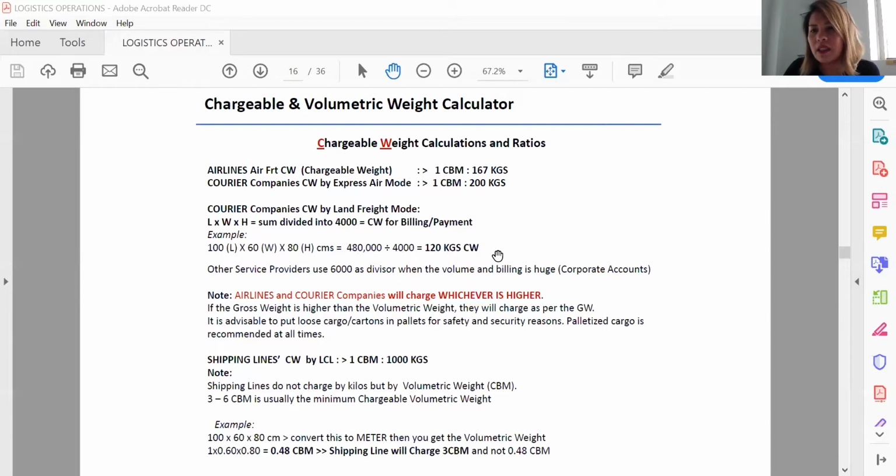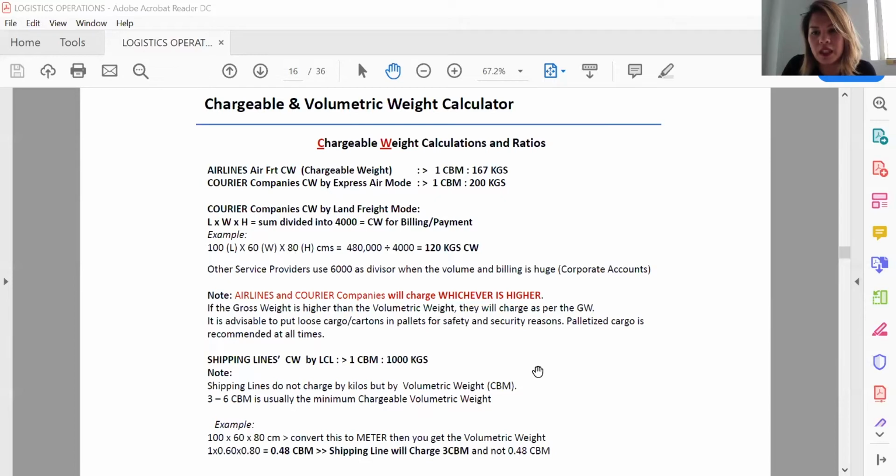So let's say your company is top 1 or top 2 major client of DHL. The divisor will then be different. It's not 4,000, it's 6,000. So for this size of cargo, you multiply that, and the sum will be divided by 6,000, not 4,000. If you're a major company for them, the chargeable weight is lesser, and the per kilo rate will also be cheaper.